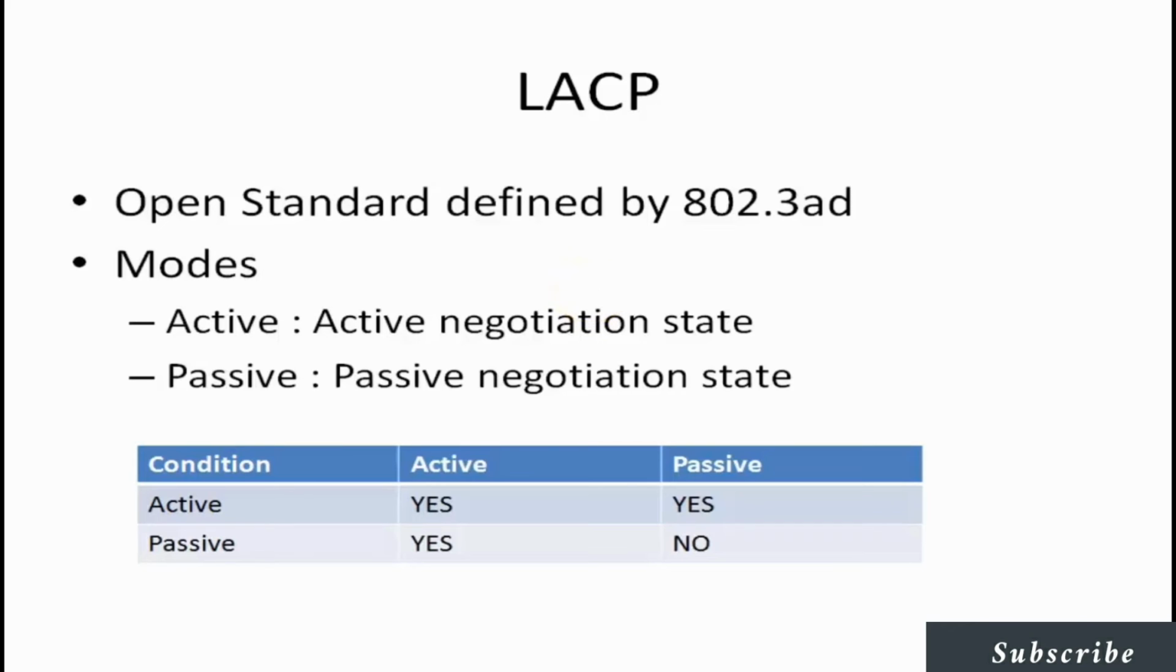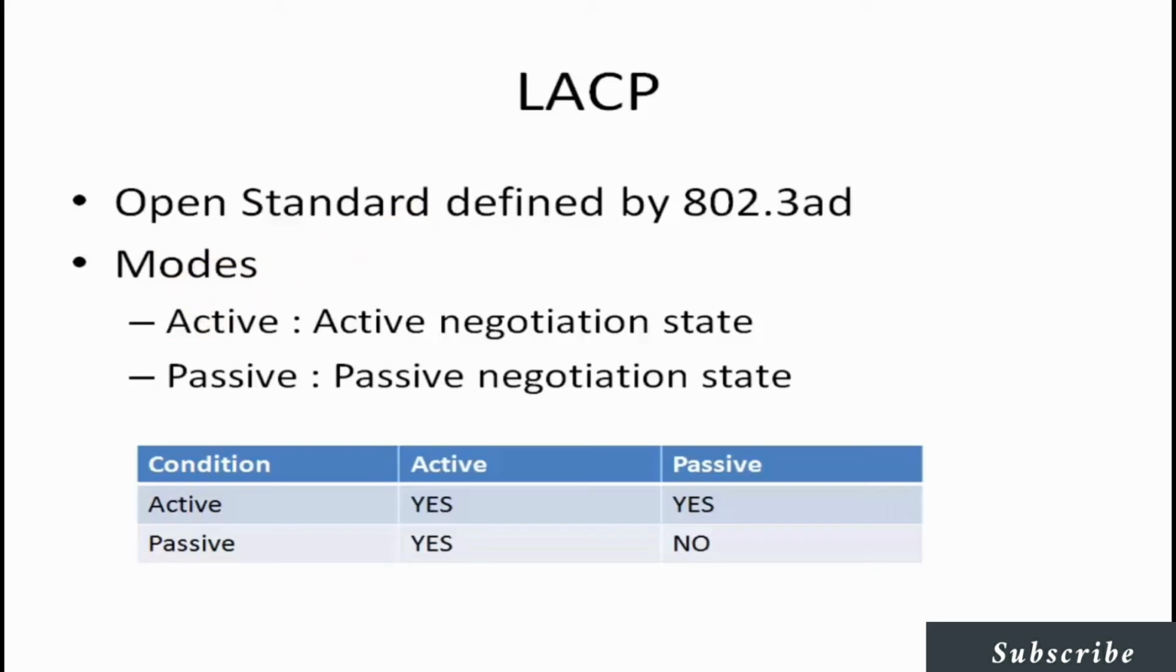LACP is an open standard defined by 802.3ad. That's the standard. There are 2 modes: active mode and passive mode. Active mode actively negotiates, but passive mode never initiates negotiation.